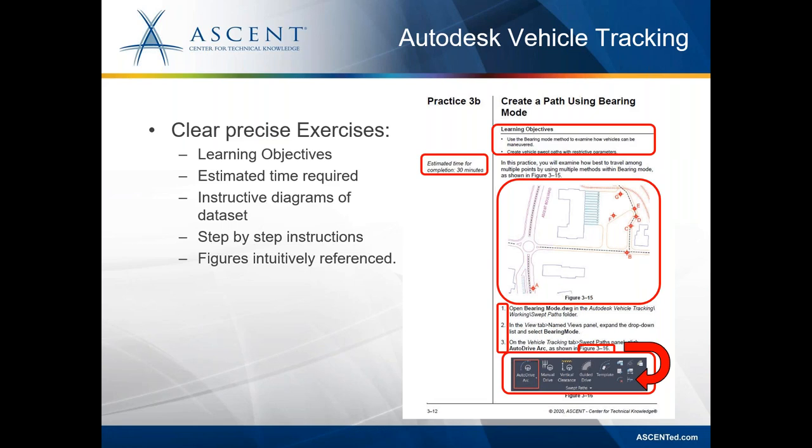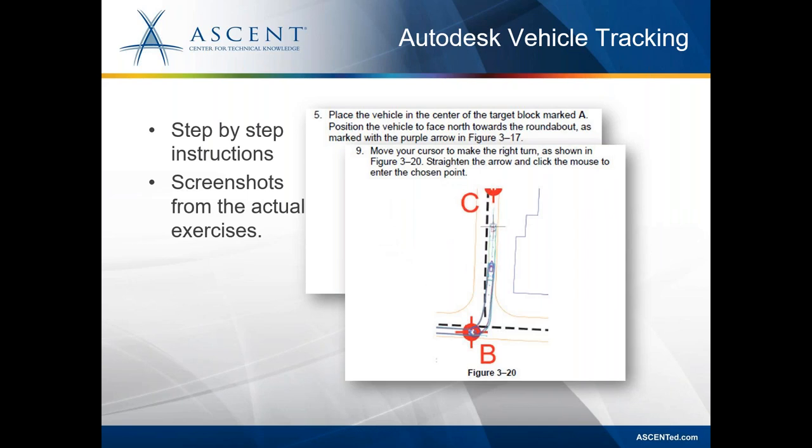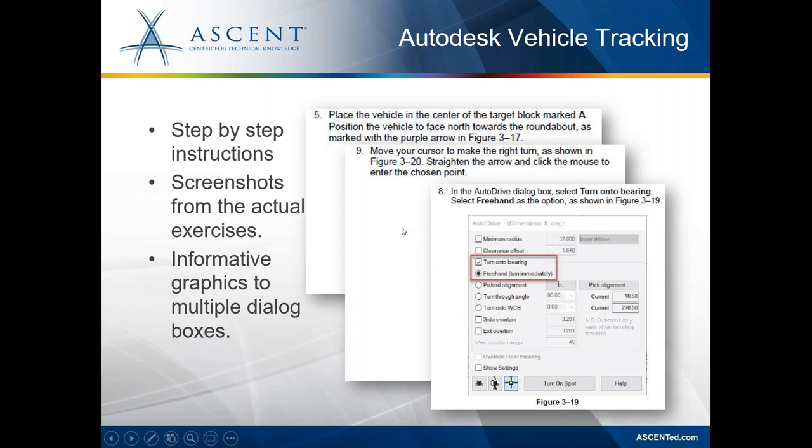So for the step-by-step instructions, it's, you know, 5, 6, 7. And again, we take advantage of the figures within the book and reference them. The screenshots show what's actually happening on the screen, so the students can follow along, making sure that they are where they're supposed to be. And we also have a variety of screenshots of the various dialog boxes that the student will encounter, showing what needs to be filled out where to make sure that they're still on track, pun intended.